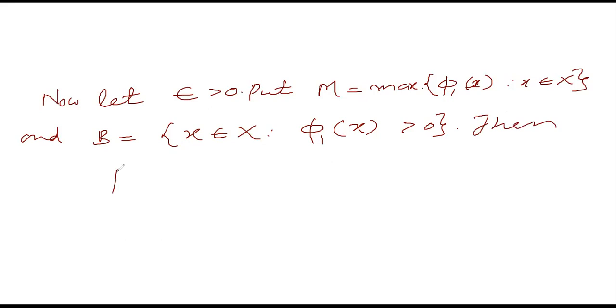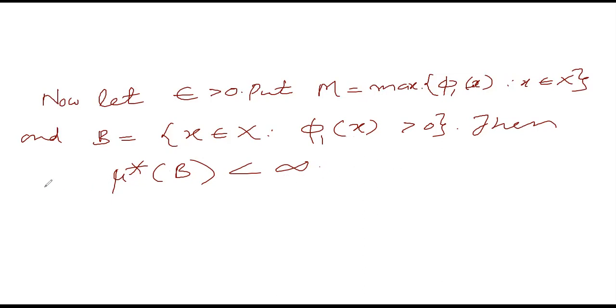Then the measure of B must be finite. So this is not difficult. This is very simple actually, because B is the union of the sets where it will take the positive values, and the measure of each set is finite, so that means the measure of B will also be finite. It's a finite number.